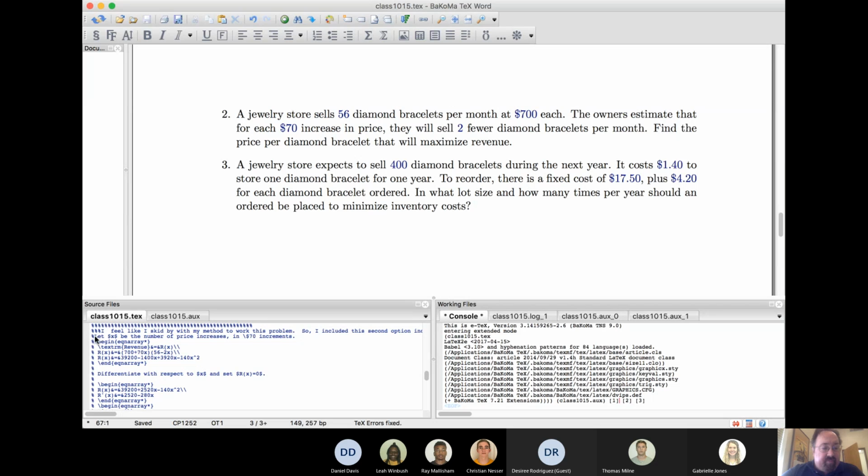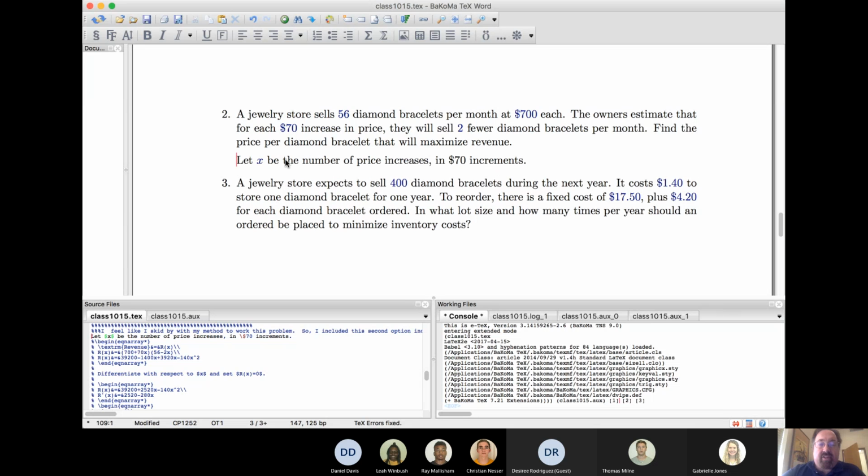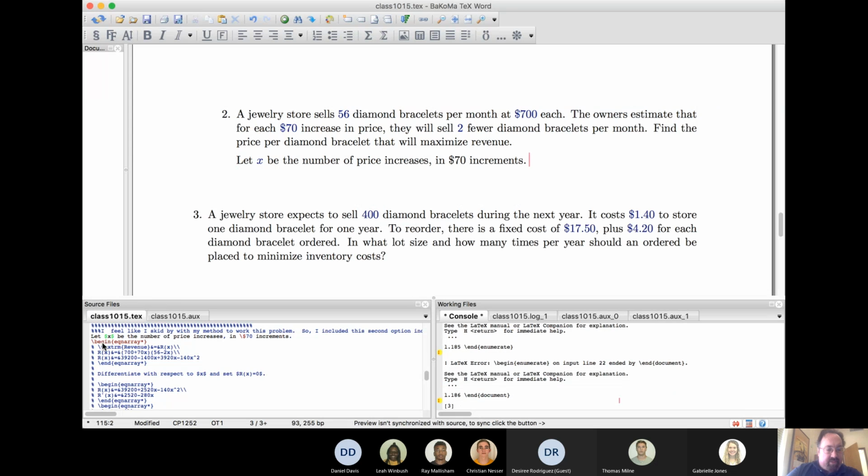So the idea is we need a variable, and a convenient variable here that we'll call x is how many price increases are made. So we're going to assume that the price is increased in $70 increments because there's a clear relationship between increase in price and selling fewer bracelets. So we're going to express the revenue as a function of the number of price increases. So what would that be?